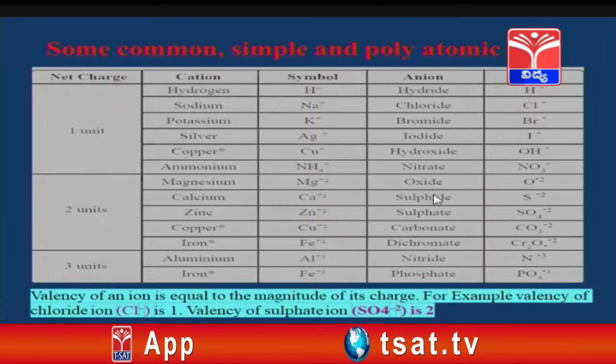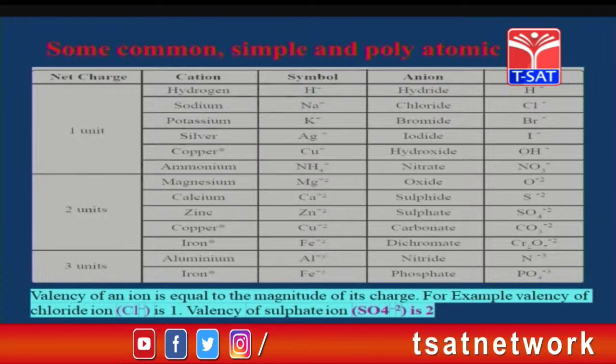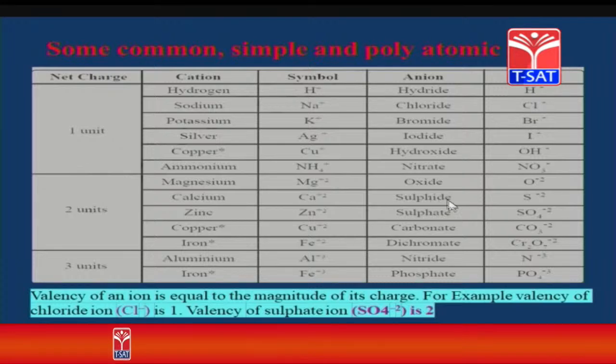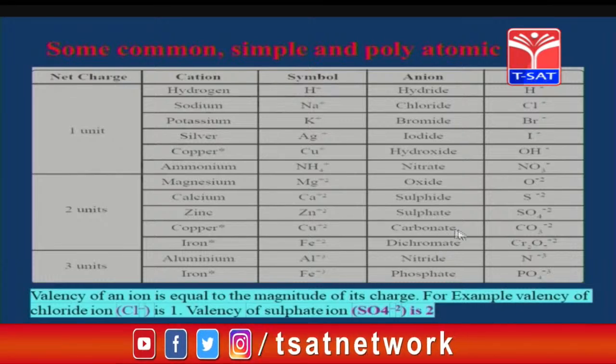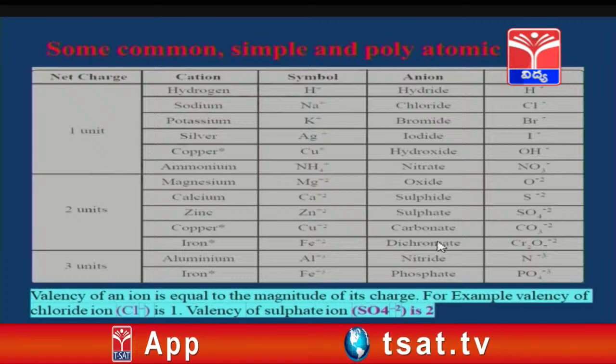And a few examples for anions. Oxygen accepts 2 electrons and forms the oxide ion, that is O2-. Sulfur accepts 2 electrons and forms the sulfide ion, and its symbol is S2-. Sulfate accepts 2 electrons and forms the SO4 2- ion. Carbonate accepts 2 electrons and forms the CO3 2- ion. Dichromate also accepts 2 electrons and forms Cr2O7 2-.